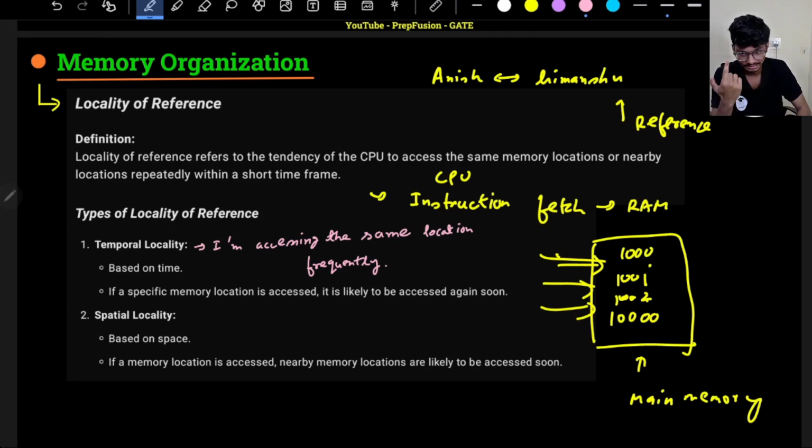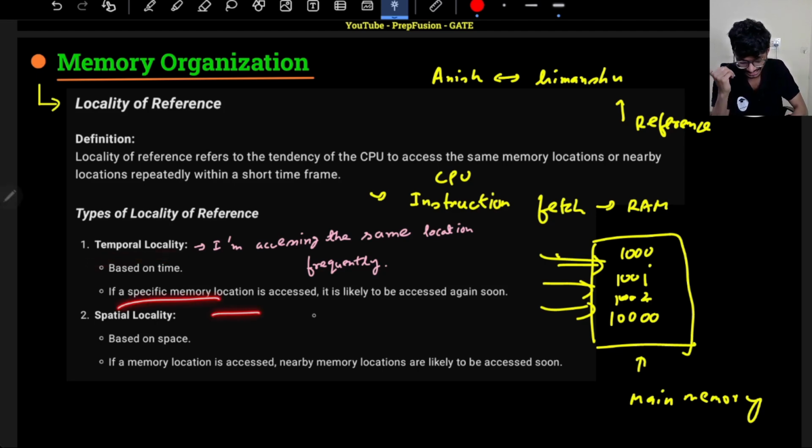So let's say I accessed location 1000 at t equals 0 nanosecond, then again I access location 1000 at t equals 10 nanosecond, again I access location 1000 at t equals 20 nanosecond. So I'm accessing it multiple times after regular intervals. That means there is a high probability I will access it again, at t equals 30 nanosecond or 40 nanosecond, somewhere I will access it. So this is known as temporal locality. If a specific memory is accessed, it is likely to be accessed again soon.